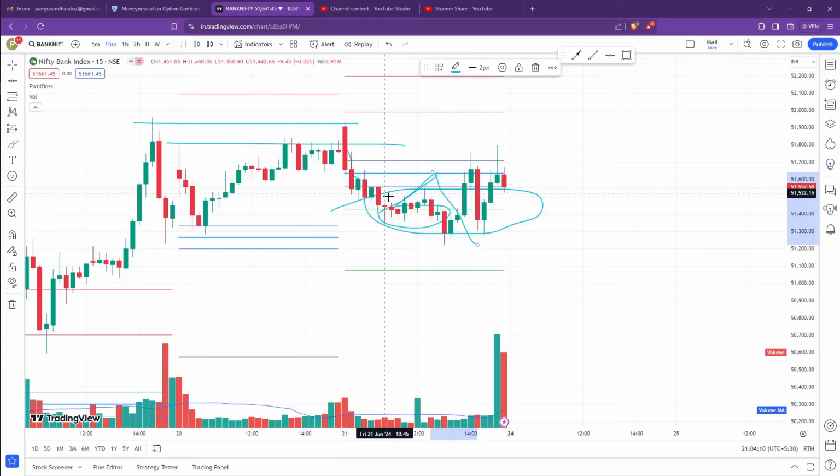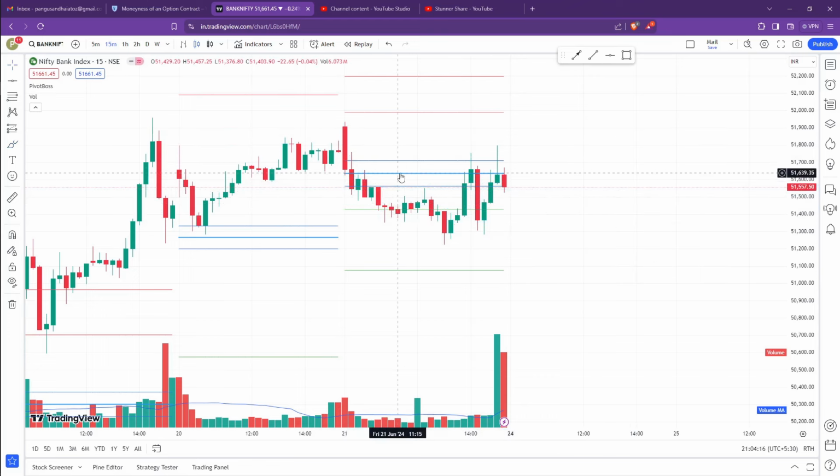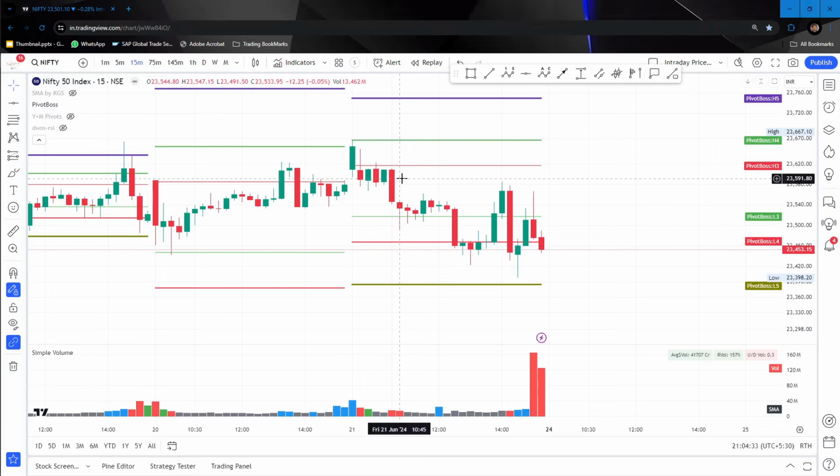So whenever you see the distance between CPR and S1 is lesser, or between R1 and CPR is lesser, it is better to take gap entries. Wait for either breakout or breakdown, then go for entry. Clear? So this is the analysis which I wanted to share. It is not only this thing you have to follow. You can follow anything.